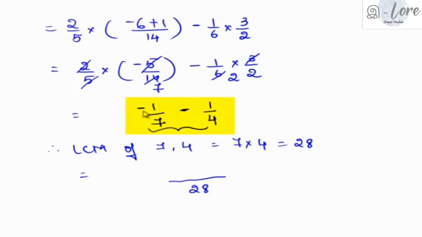So the first term we have to multiply by 4 by 4, so minus 4 by 28. And the second term we have to multiply by 7 by 7, so we get the resultant as minus 7 by 28. Therefore the sum of minus 4 minus 7 is equal to minus 11 by 28.